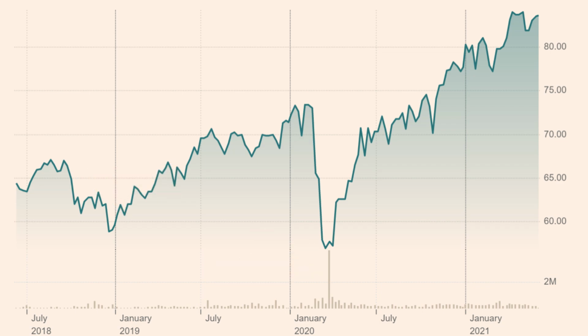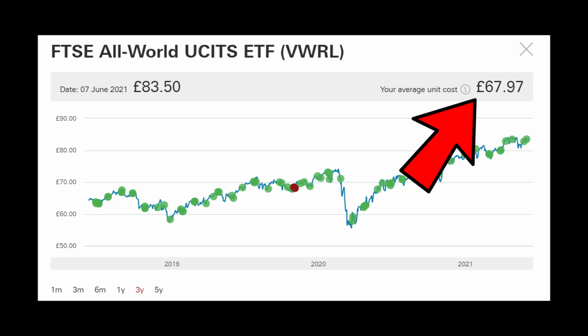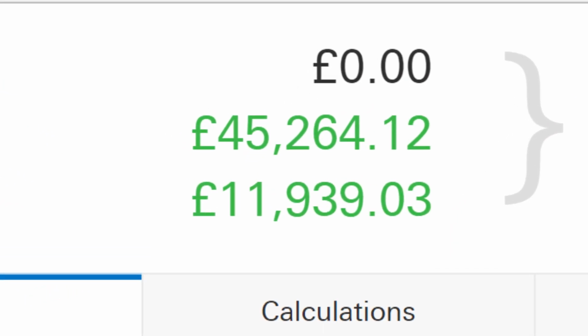I would expect my average buy price to be slap bang in the middle of around 65 to 84, which would be roughly £70. But due to the buying effect of actually getting more shares when the prices are low and fewer when the prices are high, my average buy price is actually under £68. Across this 3 year period, I've invested just over £45,000, spread evenly over the 3 years. But from doing all this and staying consistent, I've made over £11,600 to date.